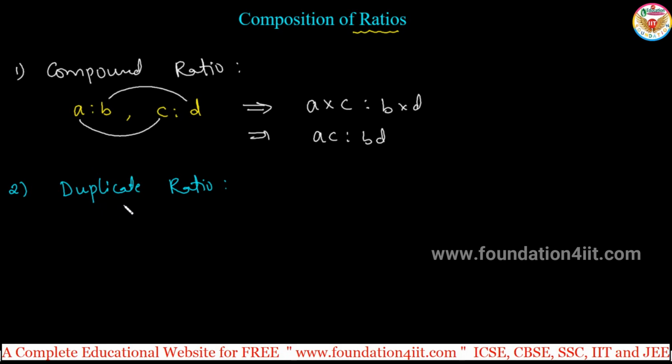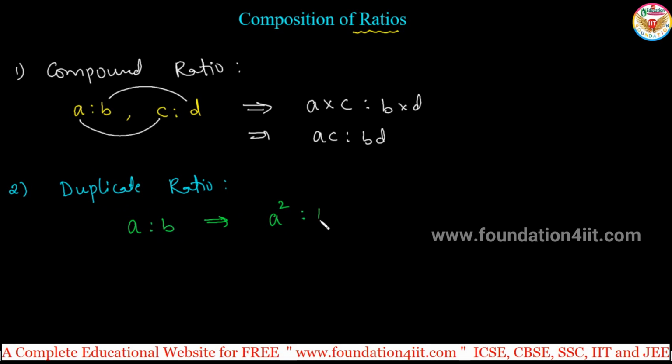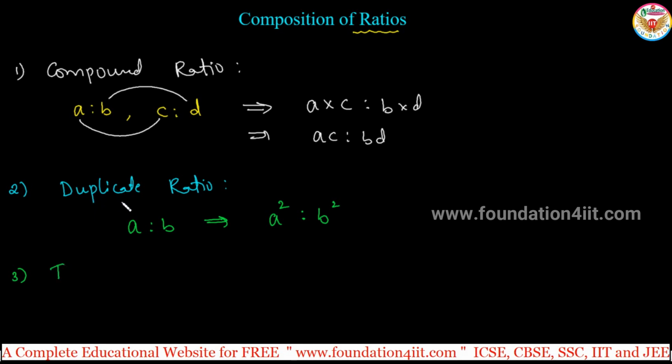In this, duplicate ratio of A is to B. So A is to B is one ratio, right? So duplicate ratio is the same as the compound ratio of A is to B, and again A is to B. If you take A square is to B square, you'll get the duplicate ratio of A is to B, equal to A square is to B square, right? Same number, squared. In the same way, the word triplicate, this is 2, so 2 power 2 it is. So in that way you can remember.